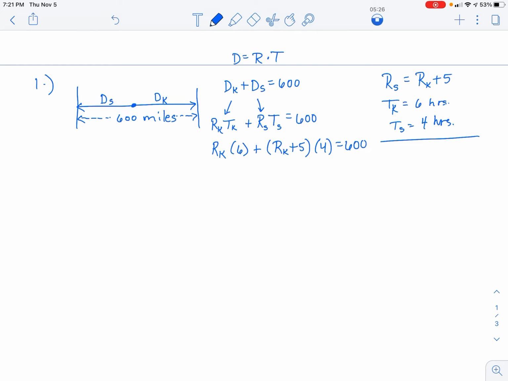Now let's go ahead and solve that. If you want to pause the video to see what you get for the rate of Karen, and then come back and check it with me, that would be great. I'm going to keep on moving, and you can check it when you're done. I'm just being quiet for a moment because I'm going to work through the problem.